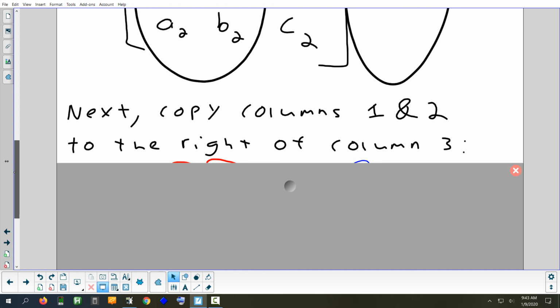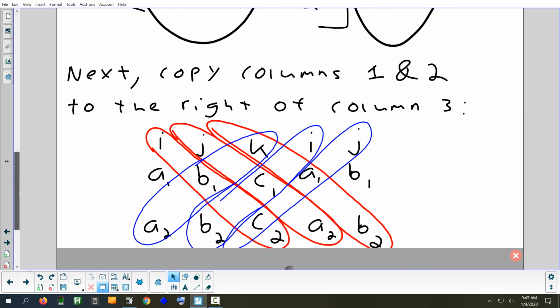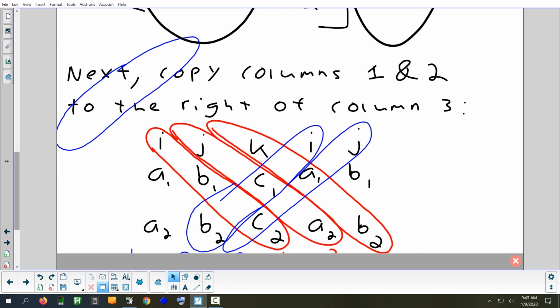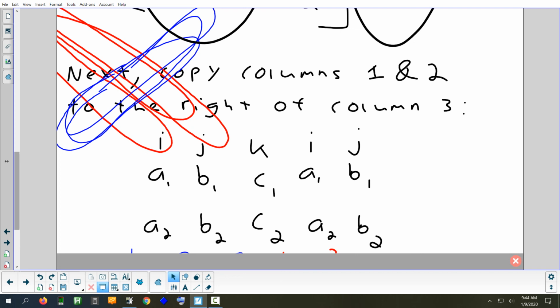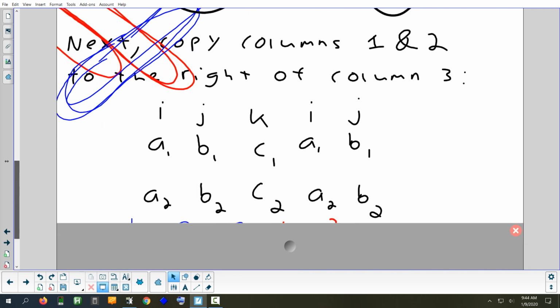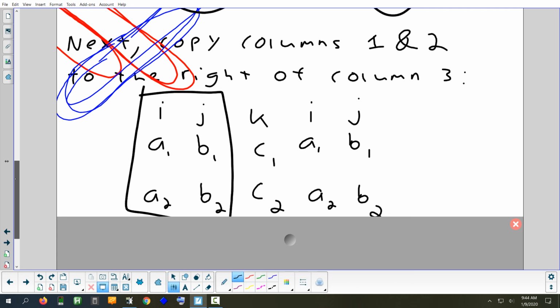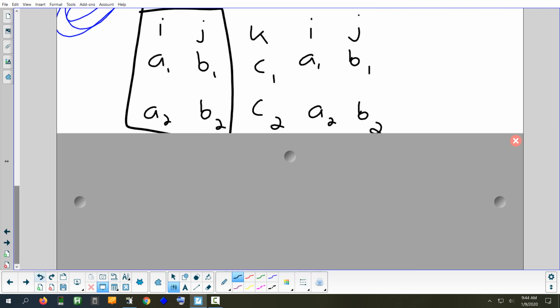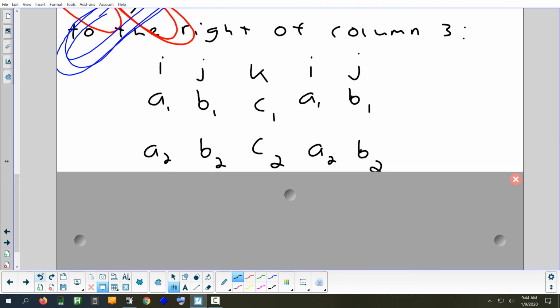Don't worry about what's circled red and blue right now. Don't worry about the diagonals. You've got the original I, J, K. A1, B1, C1. A2, B2, C2. That stayed the same. You took these 2 columns and you copied them onto the end. So now you have that. That's what you need to get the answer.